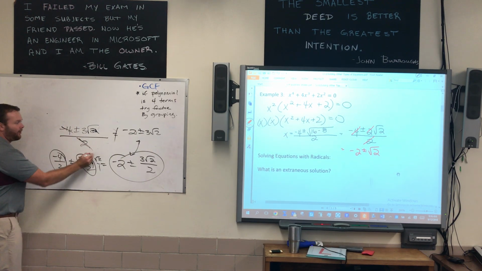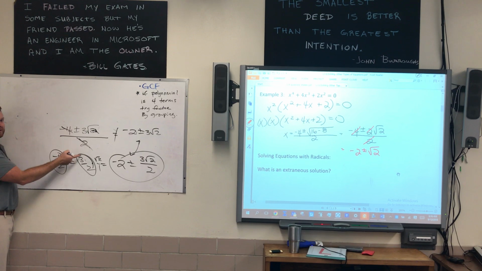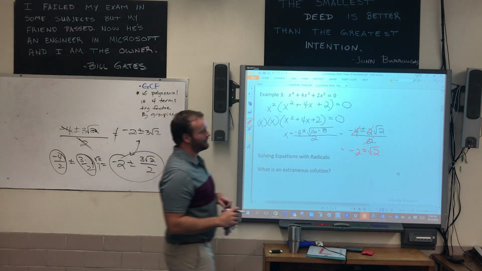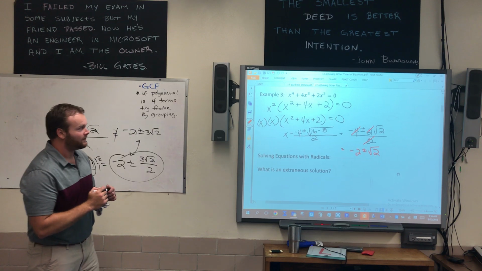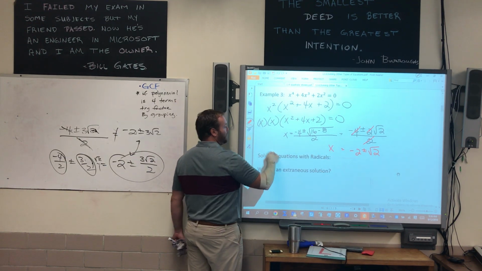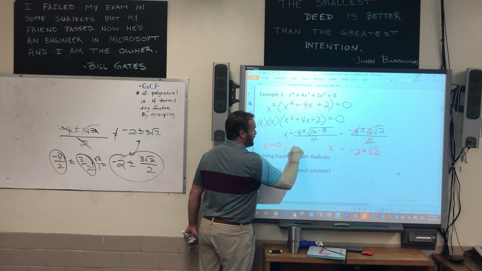So you can't just say, well, I'm going to cancel what I want to cancel. It's got to be in all three. That's why we can kind of shortcut it here, because that factor of 2 is in all three. I get negative 2 plus or minus root 2. So those are my options for x. Those are two solutions. X equals 0 and x equals 0.